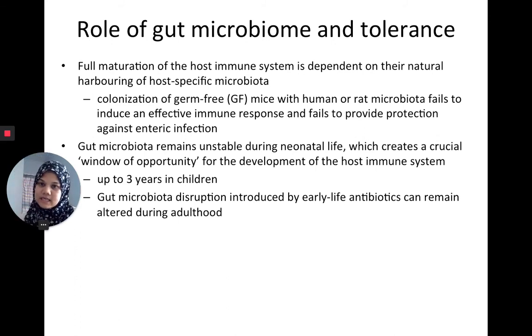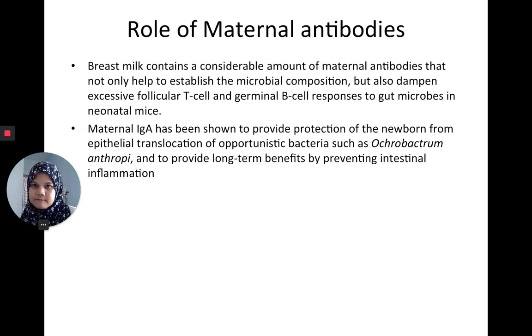And in the beginning, your gut microbiota is actually not very stable. Up to 3 years as a child, any disruption to your gut microbiota, for example, if you take antibiotics as a baby, can significantly alter your gut microbiota in the long term when you enter adulthood, and so that will impact your immune system as well.